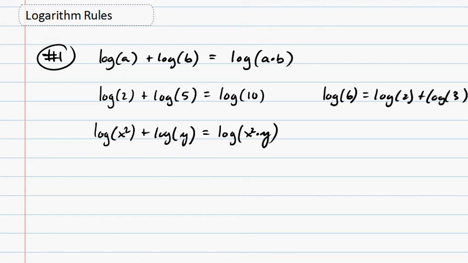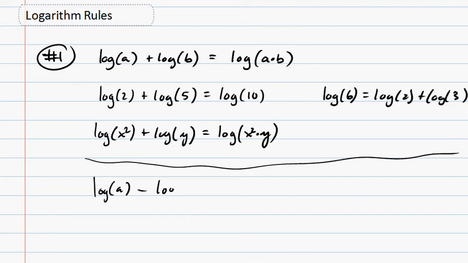So, the very opposite thing happens when you subtract. Log of a minus the log of b, if you combine them into one, would be the log of a over b.